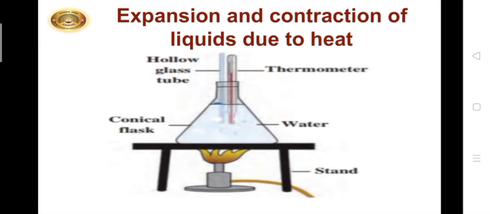Expansion and contraction of liquids due to heat. There is an activity to show this. Fill a conical flask completely with water. Insert a glass tube and thermometer in 2 holes of the stopper and fit it to the conical flask, as you can see here in this picture. Heat the water and with the help of the ruler, record the water level in the glass tube after every 2 degrees Celsius rise in temperature.